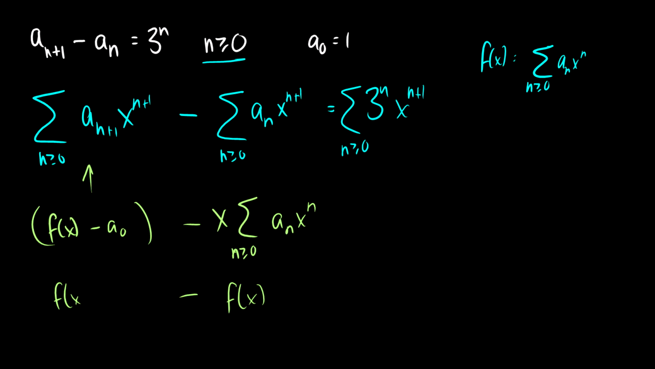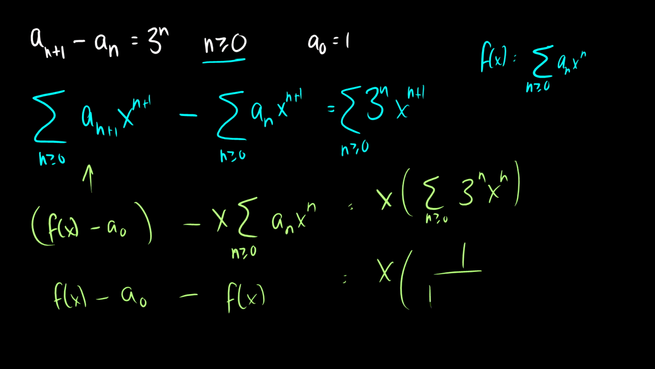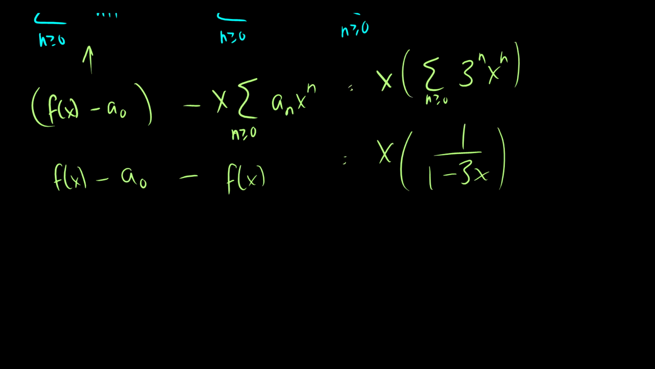So this is just the same thing as f(x). So f(x) minus a_0 minus x f(x) is going to be equal to, well, hold on a second, x times the sum, n greater or equal to 0, of 3^n x^n. What is this? This is x times the generating function, 1 over 1 minus 3x. Okay, let's solve for this.